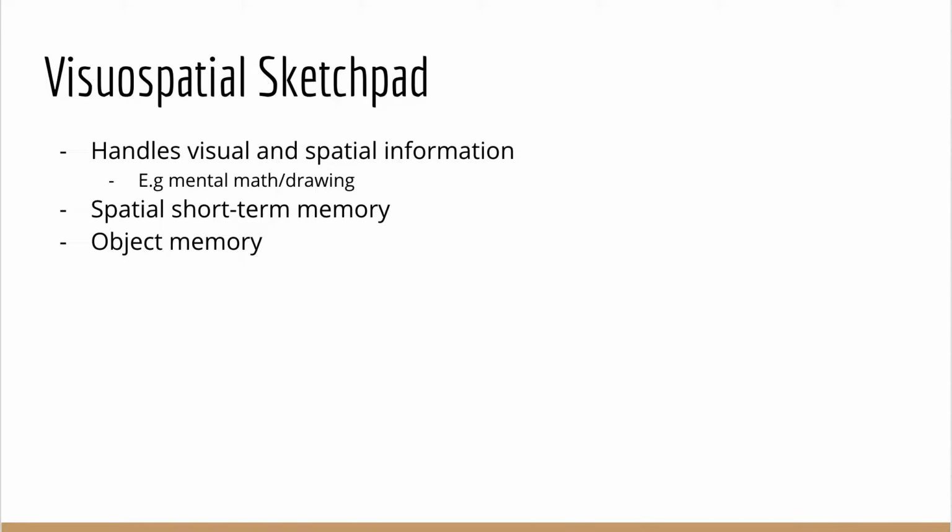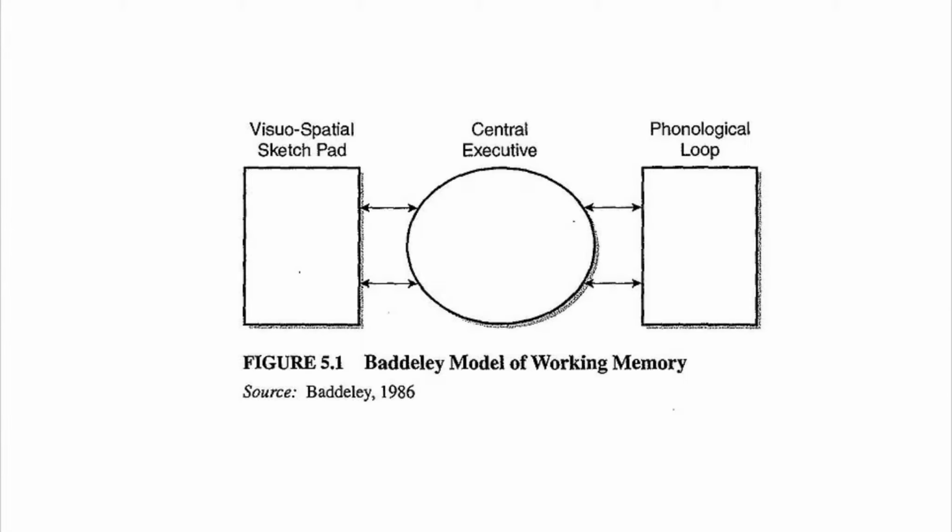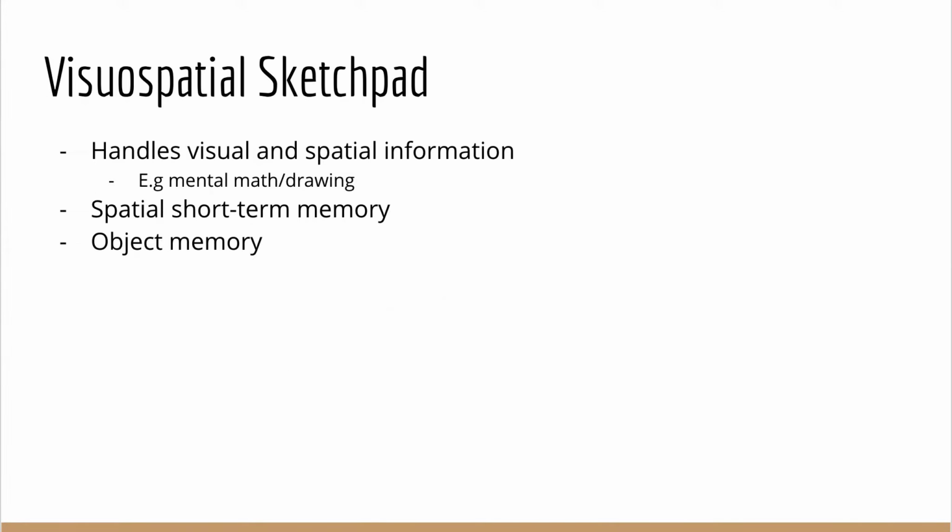And finally, what we started with, the visual spatial sketchpad. It's what handles visual and spatial information. So for example, mental math or drawings. If I'm trying to draw a flower by memory, then I'm going to have the picture of that flower in my head, and I'm looking back to it as I'm drawing. But also, it can actually work simultaneously with the phonological loop. So if you look back to the diagram that we had earlier, you can see that they both connect to the central executive. So they're actually able to work simultaneously.